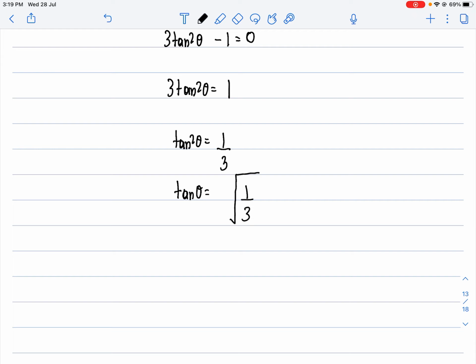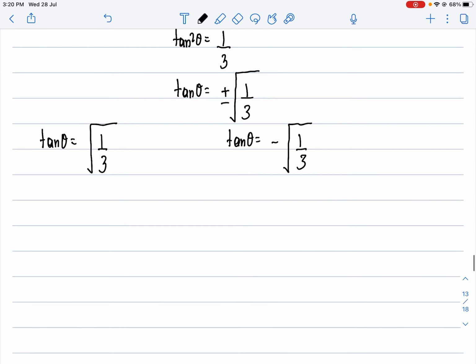And whenever there's a square root, I write plus and minus. So I simply have tan theta equal to the root of 1 over 3, and tan theta equal to minus the root of 1 over 3. Correct? So now these are two possibilities. Okay, so we go one by one.